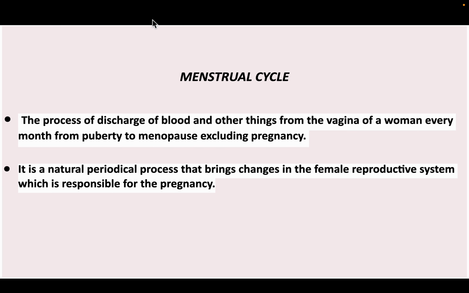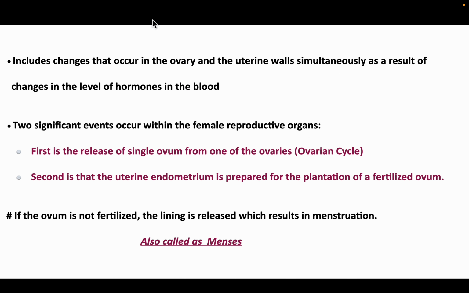Now, menstrual cycle is the process of discharge of blood and other things from the vagina of a woman every month from puberty to menopause, excluding pregnancy. It is a natural periodical process that brings changes in the female reproductive system, which is responsible for the pregnancy. This menstrual cycle includes changes that occur in the ovary and the uterine wall simultaneously as a result of the changes in the level of the hormones in the blood.